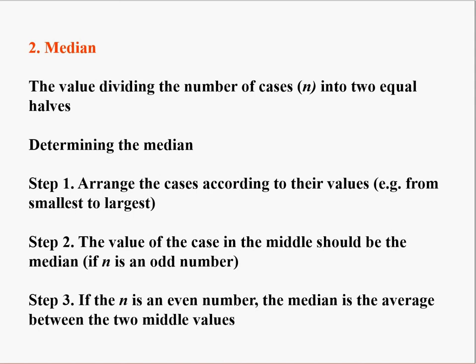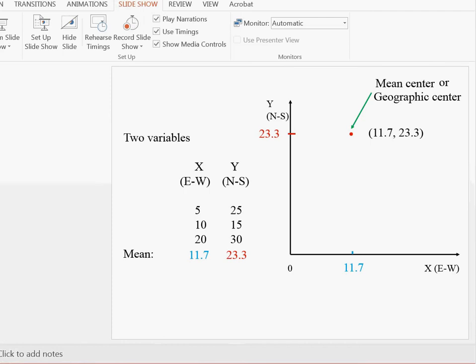How do you determine the median? 3 steps. First, you arrange the cases according to their values, ascending order or descending order, either way. Second step, you find the value of the cases in the middle, if you have an odd number of cases. In case that you have an even number of cases, you take the average of the middle 2 values to obtain the median. Let's show an example here.